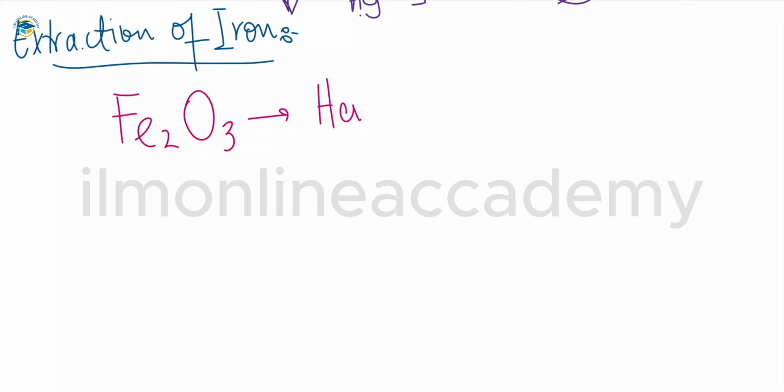Iron is the second most common metal in the earth's crust, and the main ore of iron is hematite, which has the formula Fe2O3. This ore of iron is known as hematite, which has the formula Fe2O3. Iron is a moderately reactive metal, and it's the second most common metal present in the earth's crust.